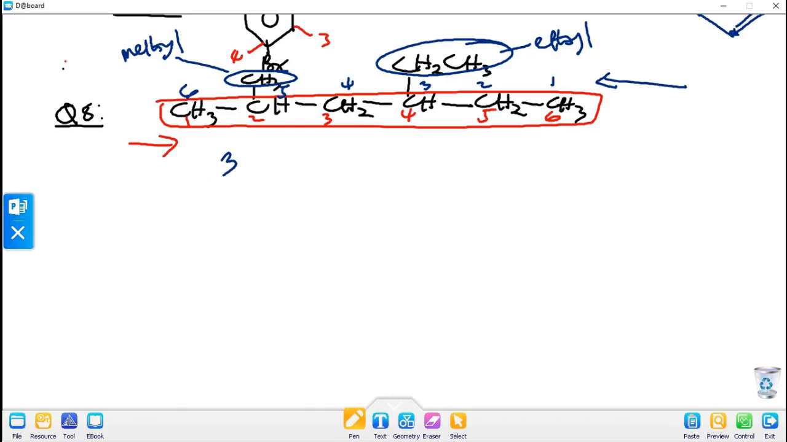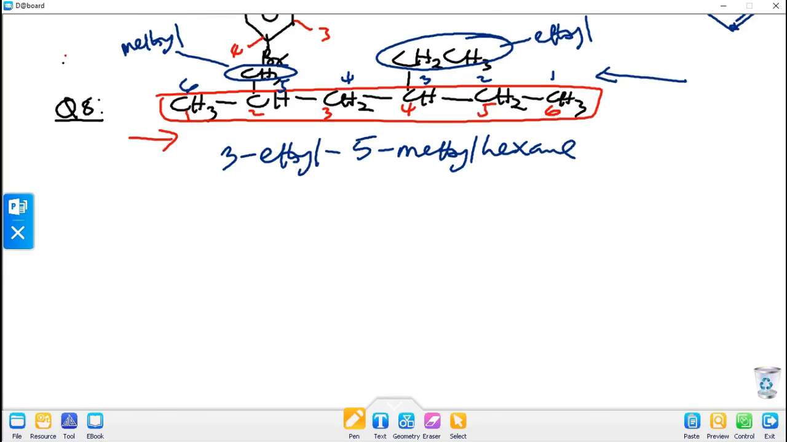So this will be 3 ethyl, and methyl is at position 5, 5 methyl, and the parent chain is 6 carbon atoms. So that will be hexane. 3 ethyl, 5 methyl, hexane. And it's as simple as ABC. That is it. So can we take a look at another example? Let us take a look at that again.